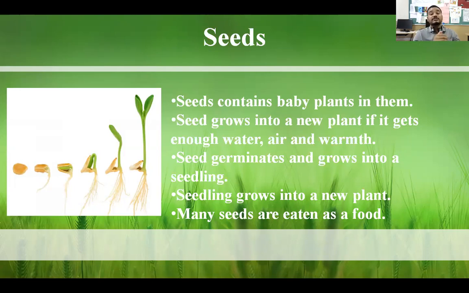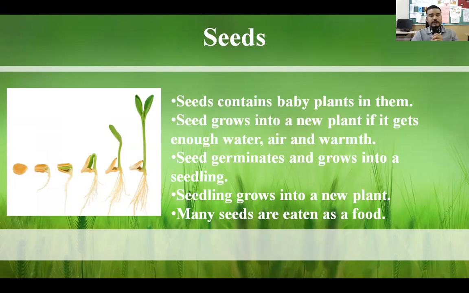It is called germination. And when the seed germinates, it becomes a seedling. So what is a seedling? A seedling is a seed after the process of germination. And then this seedling slowly becomes a plant. This seedling grows again and becomes a plant.